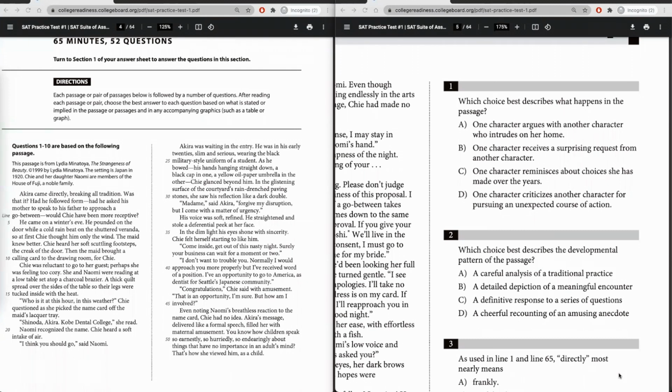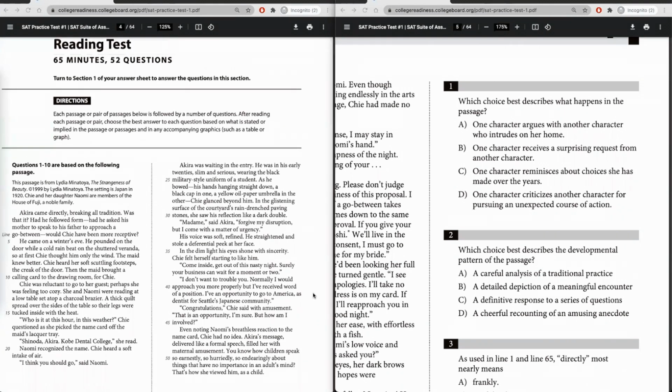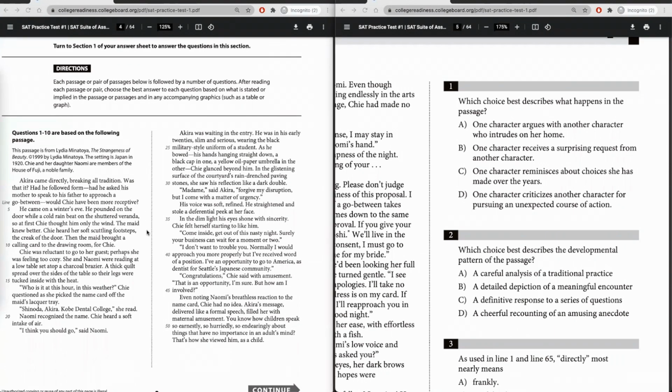Okay, so let's take a look at how to approach a reading passage from scratch. So when you first see the passage, and this is again from SAT Test 1, passage number 1, so therefore it's going to be a literary piece. So when you first see a passage, always make sure that you read the blurb. Now, what exactly is a blurb? Well, it's this little bit of information right here.